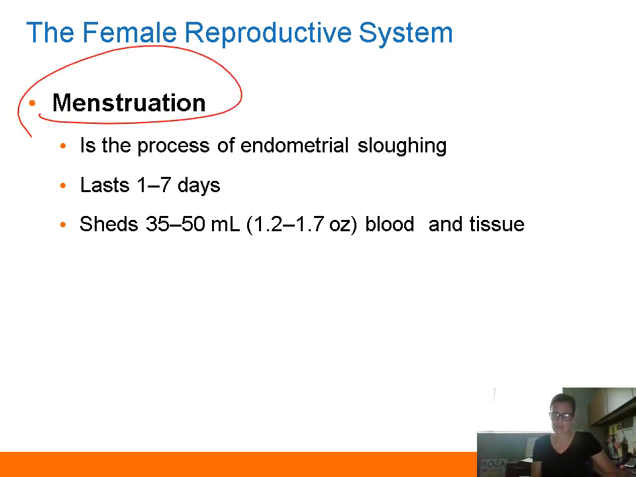Menstruation is this process of endometrial sloughing. I don't like that word, but shedding of the endometrial lining is menstruation or menses. Menses typically lasts between 1 and 7 days, so up to about a week. And on average, a woman will shed between 35 and 50 milliliters of blood and tissue via the vagina.